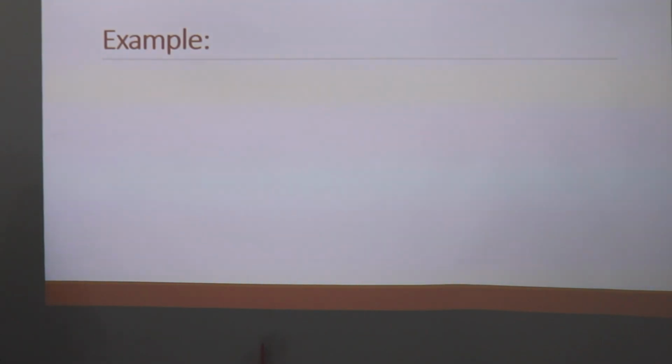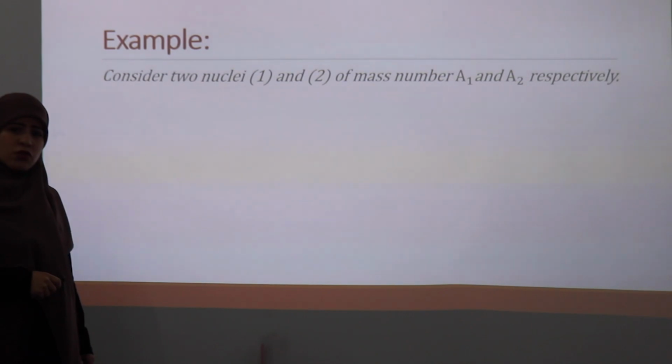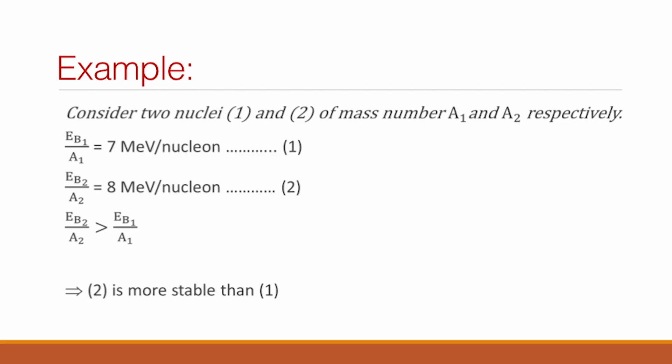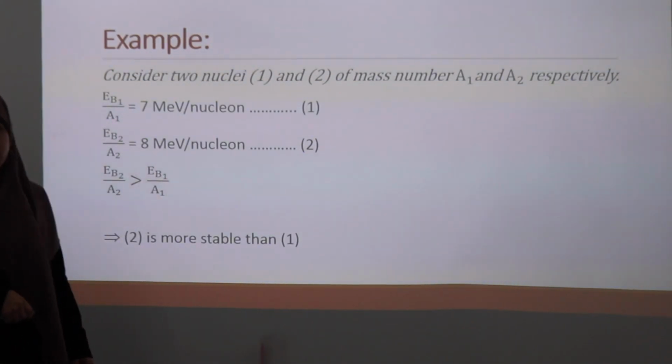In this slide, we'll take another example. Consider two nuclei, 1 and 2, where the mass number of nucleus 1 is A1 and the mass number of nucleus 2 is A2. Binding energy per nucleon for nucleus 1 is 7 mega electron volts per nucleon, while for nucleus 2 it is 8 mega electron volts per nucleon. You notice that the binding energy per nucleon for nucleus 2 is more than that of nucleus 1, so you can notice that 2 is more stable than 1.